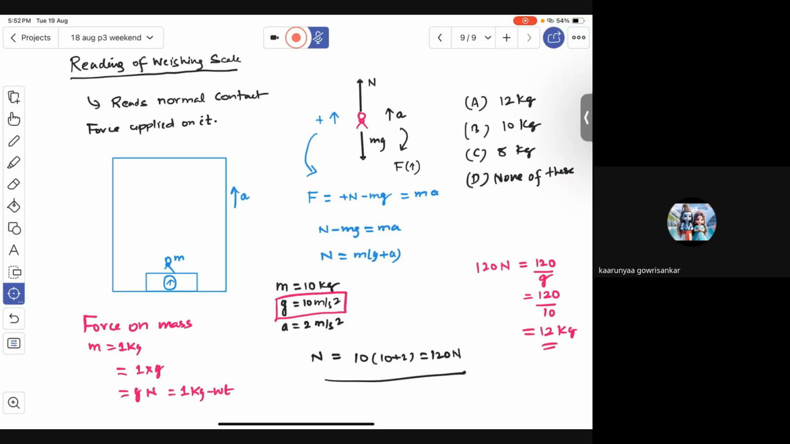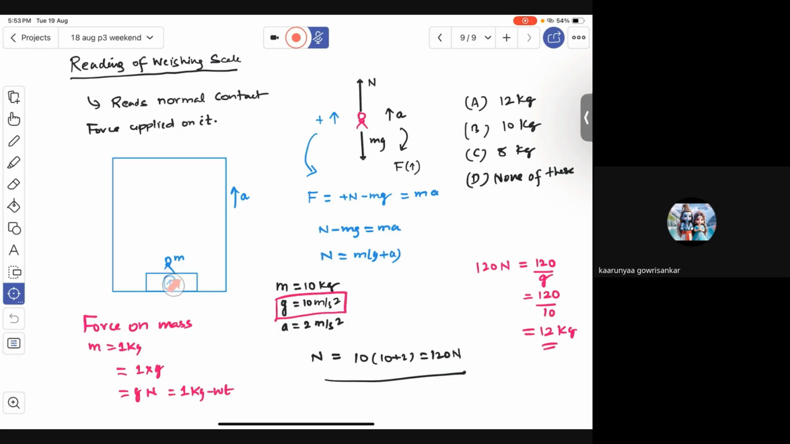Those who have joined late, for them I'll just repeat this in a bit. What we have to do is find the reading of the weighing scale. The reading of the weighing scale is not always equal to the weight of that person. It can be. Suppose you punch a weighing scale, still it will give some reading. It's not reading weight, it's reading the force that we apply on it. What force? Normal contact force.